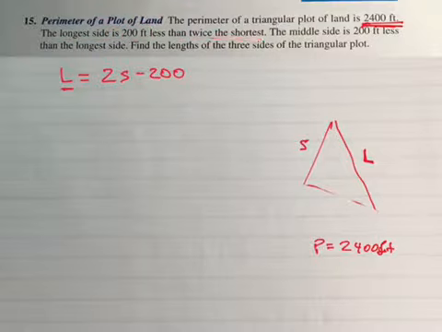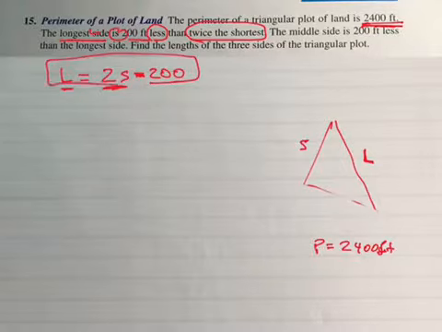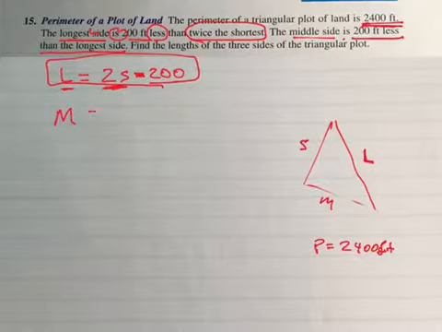So let me read it again. This, you get better with practice. The longest side, which is L, equals 200 feet less than twice the shortest. So start with twice the shortest and subtract 200. There's your equation for the longest side. The middle side, let's call that M. The middle side is 200 feet less than the longest side. So tell me what M equals. L minus 200. Good.